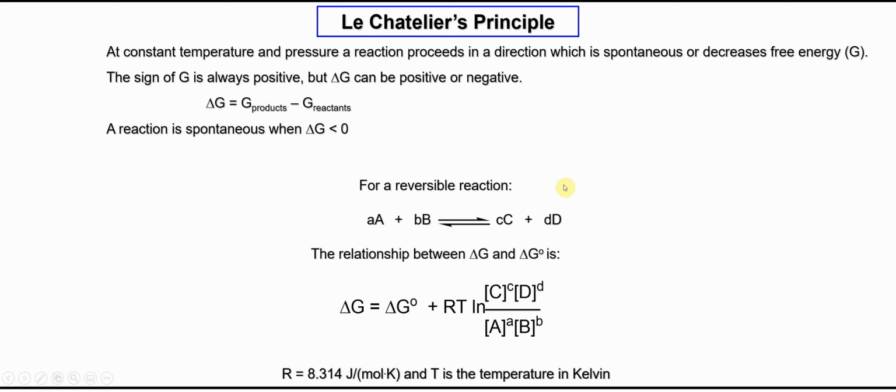Based on this principle, you can also establish the equation with thermodynamics. Delta G, the Gibbs free energy change, equals the Gibbs energy of your products minus the Gibbs energy of your reactants. A reaction is spontaneous if delta G is smaller than 0. Delta G is negative, the reaction will occur spontaneously.